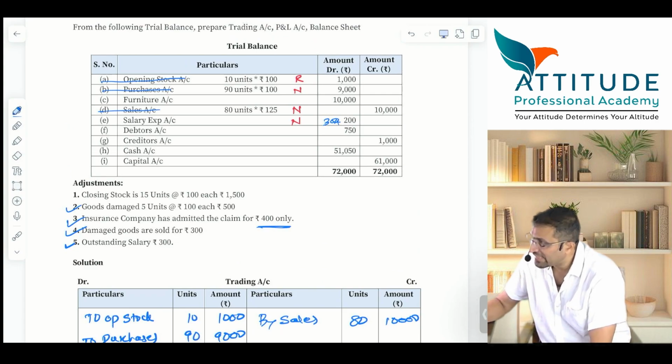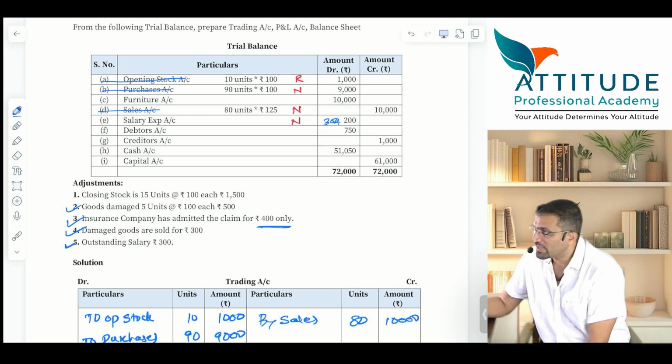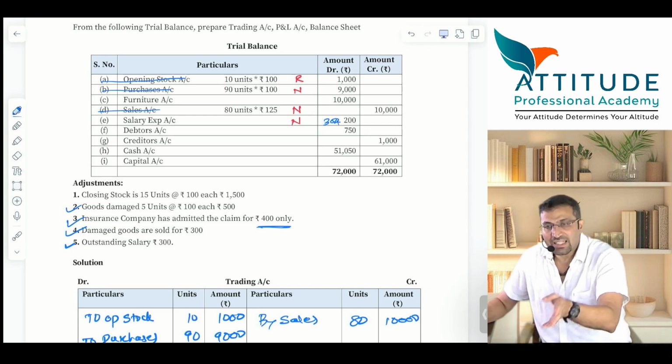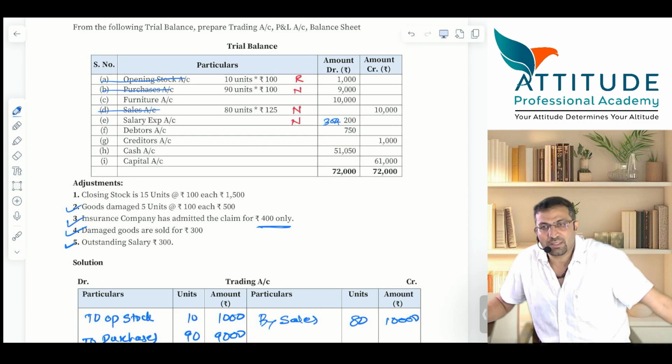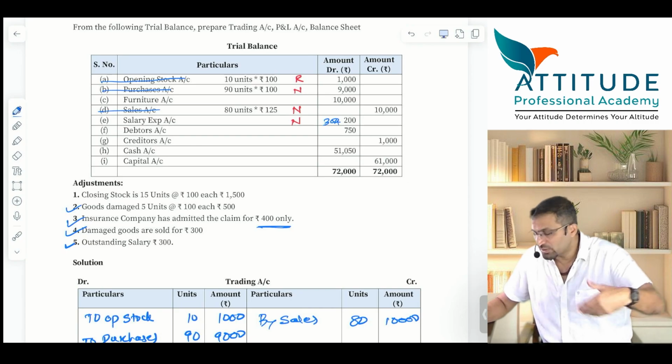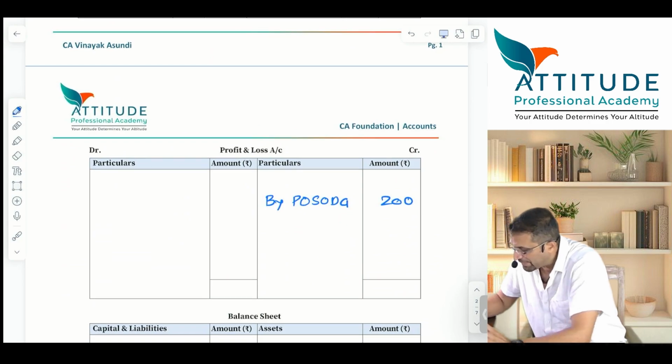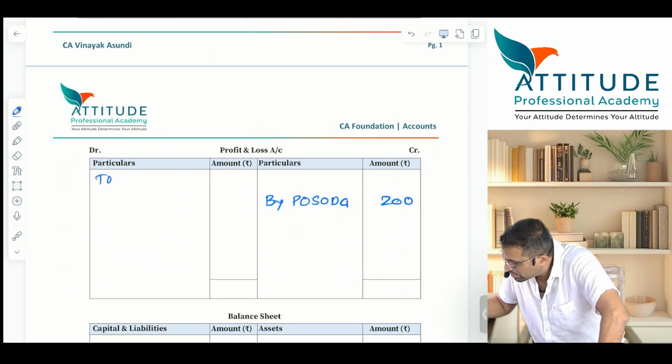Now salary कितना है? Salary 200 लेने का क्या, 500 because already adjusted. वो 200 is an expense plus 300 is also an expense. Another effect I have already given in the liability side, 300. Now 300 will be added in P&L. Tell me, P&L account debit to salary expenses.